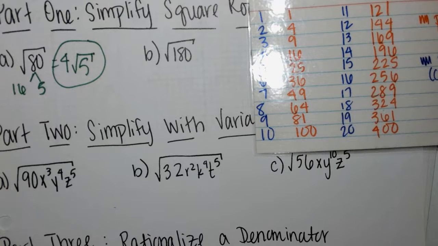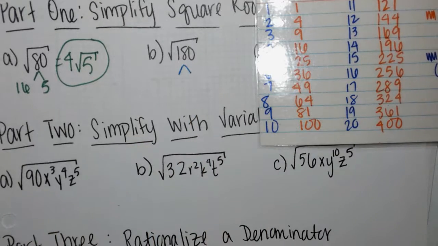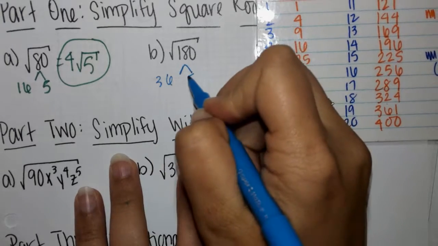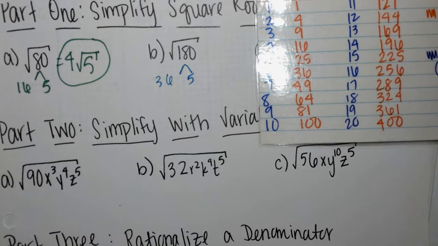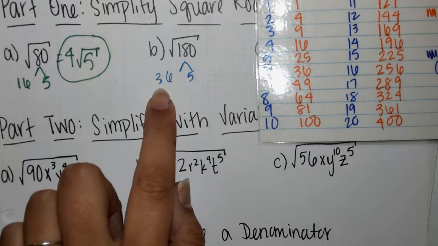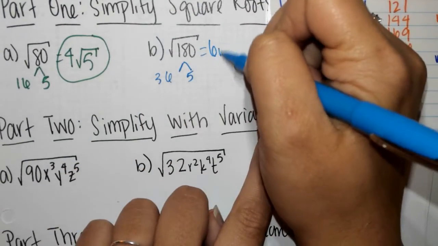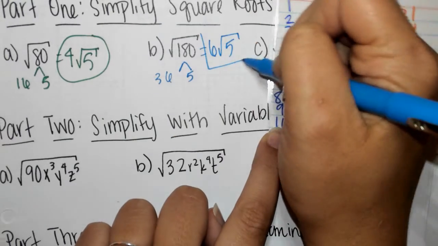Alright, so the next thing, B, for 180. What's the biggest perfect square that goes into 180? 36. Okay, 36 times what? 5. Okay. People are walking by looking in here like, why is she getting so upset about numbers? So what's this? 6 goes on the outside. And what stays inside to read Harry Potter? Boom, that's our answer.